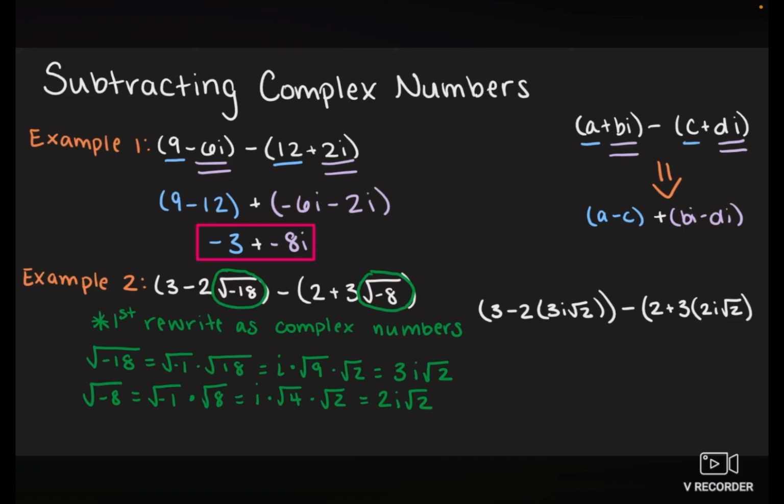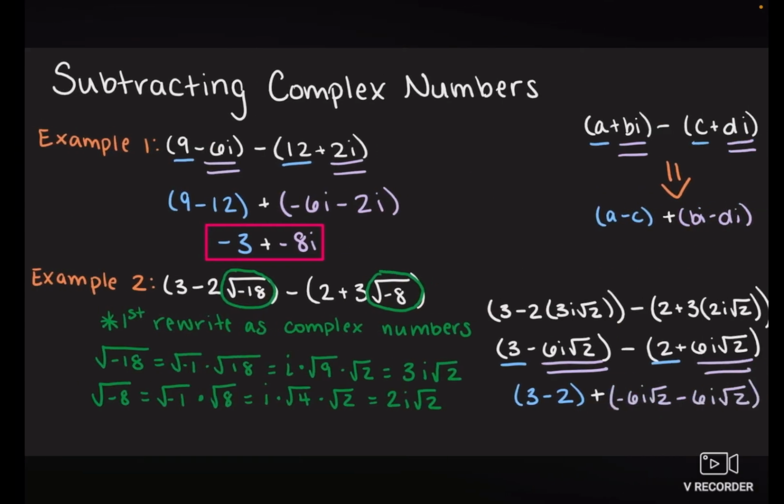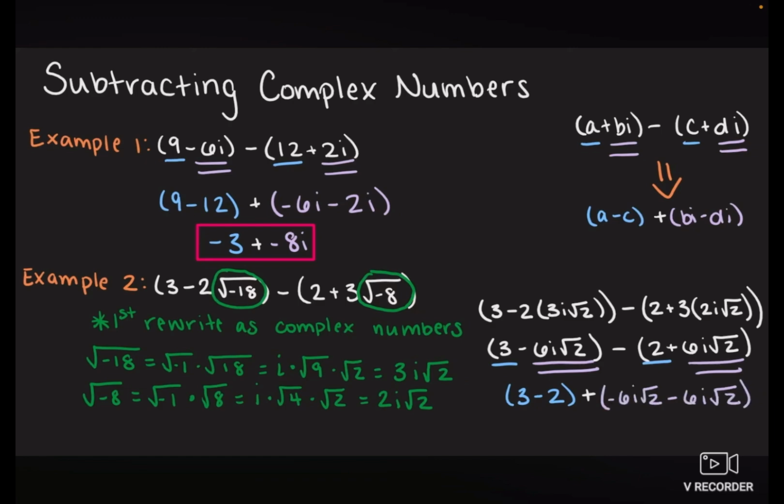Hence we can write the question in the form of 3 minus 2, 3i square root minus 2 plus 3, 2i square root. When we open the bracket, 3 minus 6i square root of 2 minus 2 plus 6i square root of 2. 3 minus 2 together, minus 6i square root of 2 minus 6i square root of 2 together. 3 minus 2 is 1. Minus 6i square root of 2 minus 6i square root of 2 will be equal to minus 12i square root of 2.